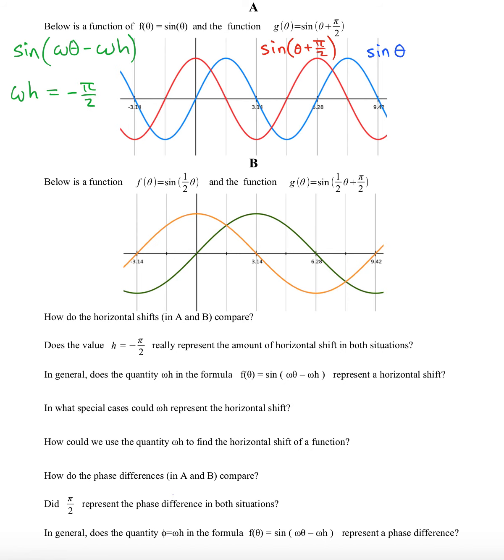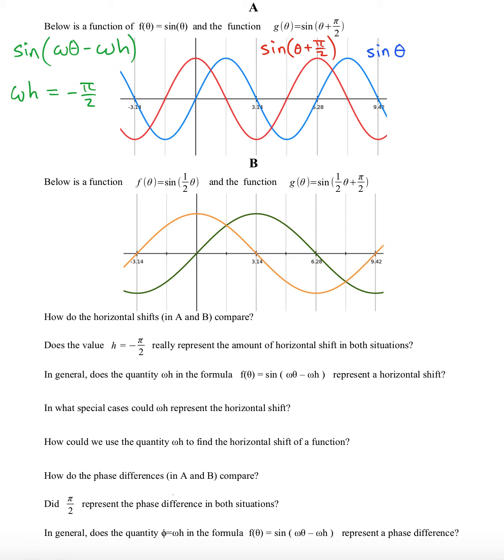Now, how do I know that? Well, the general form here says that we're going to have omega theta minus omega h. But we don't have a minus in our formula. We have a plus. But the only way we can get a plus is if our omega h is negative.